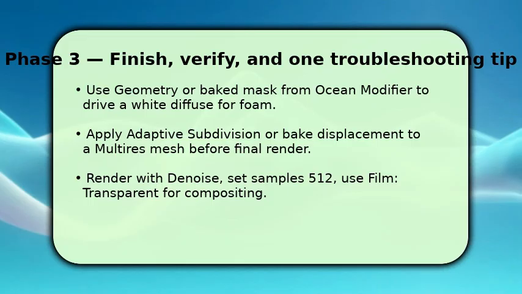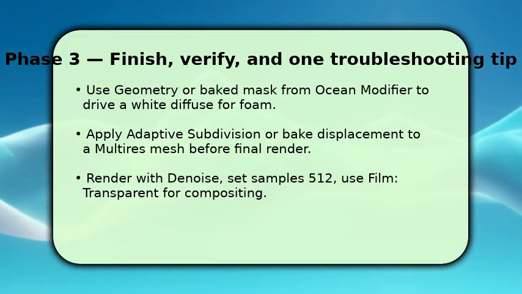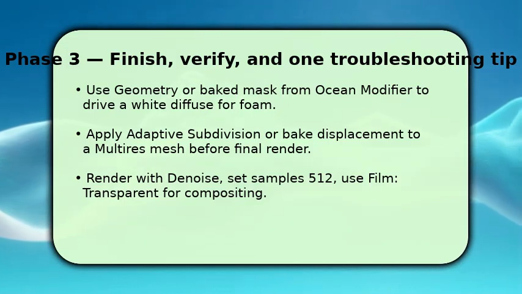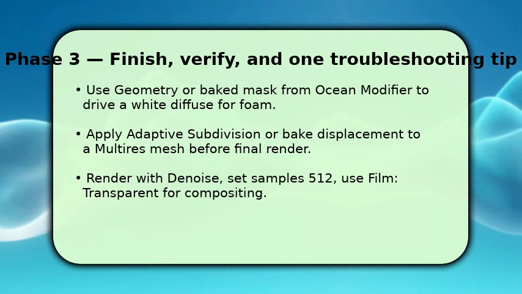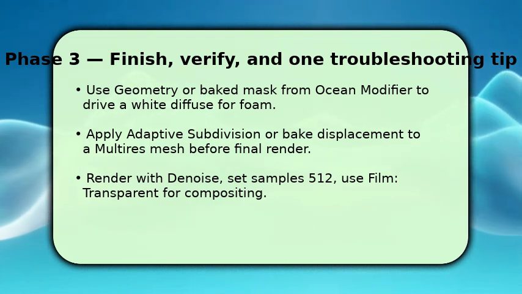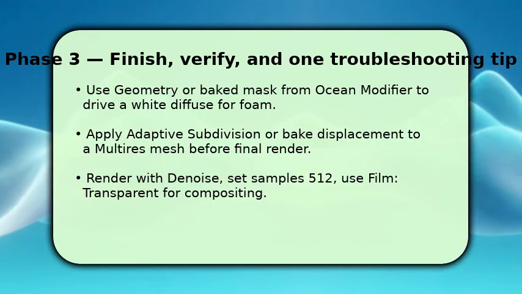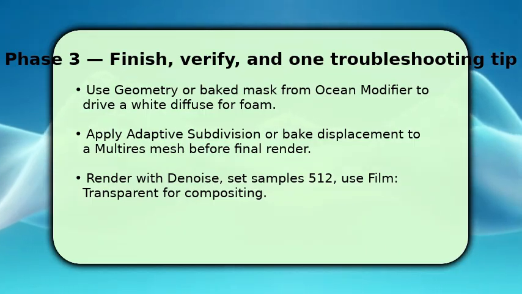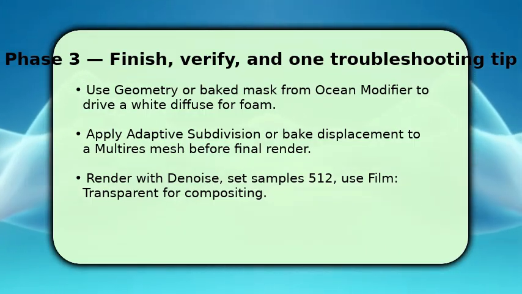For heavy displacement, use adaptive subdivision or bake to a multires mesh. This prevents artifacts. Finally, render with denoising, 512 samples, and film transparent if you plan to composite. If you see strange seams, check normals and rebake the displacement. That usually fixes it.